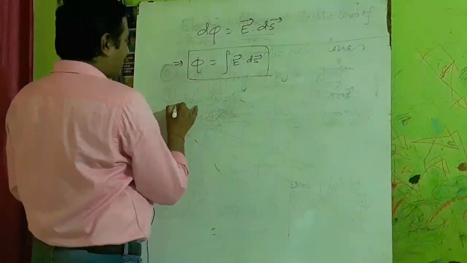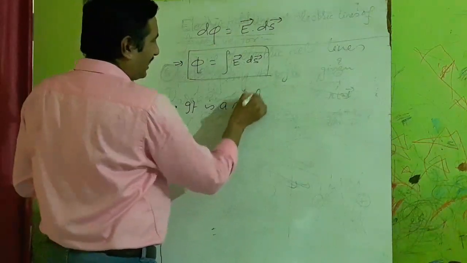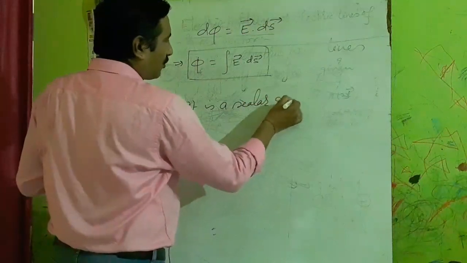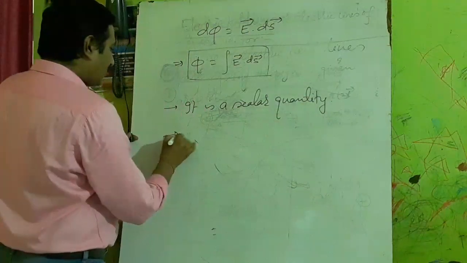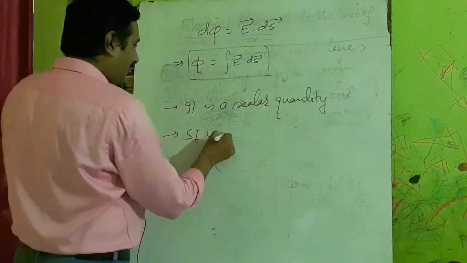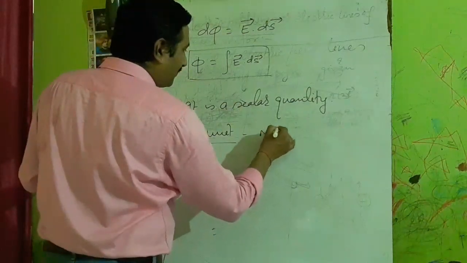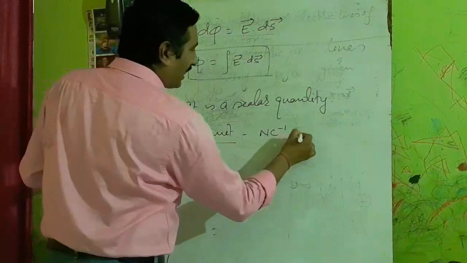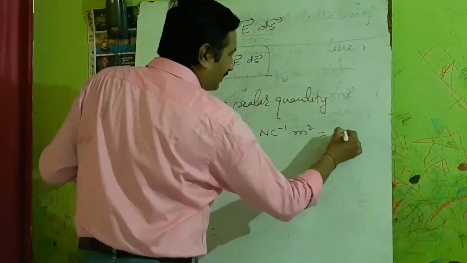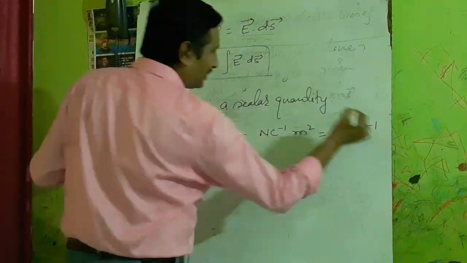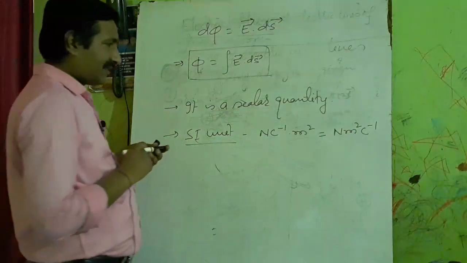So first, it is a scalar quantity. Its SI unit: you see, E is Newton per Coulomb, and this is meter squared. So this can be written as Newton meter square per Coulomb. This is the SI unit of electric flux.